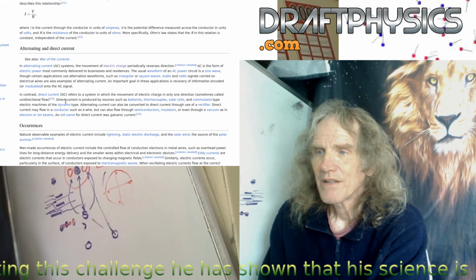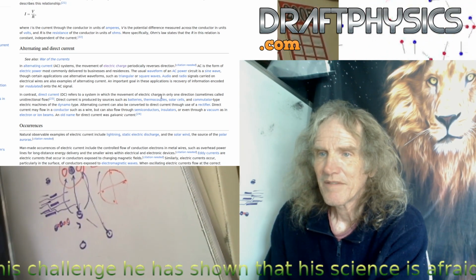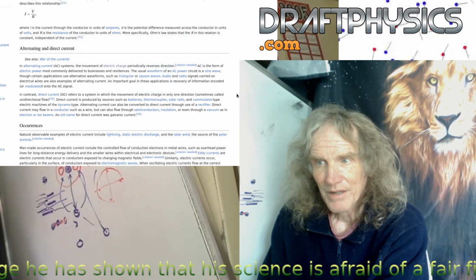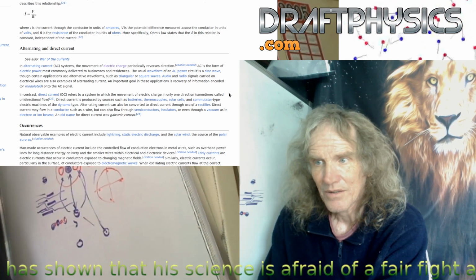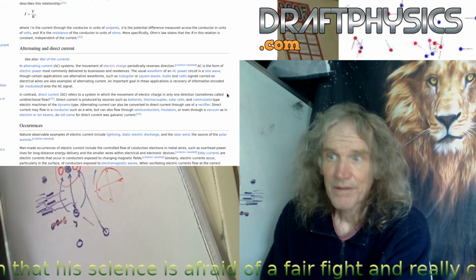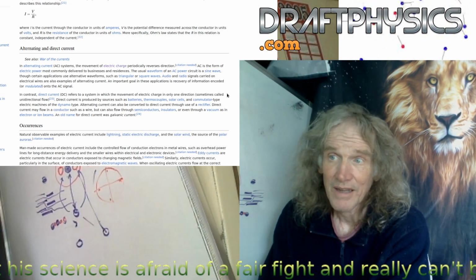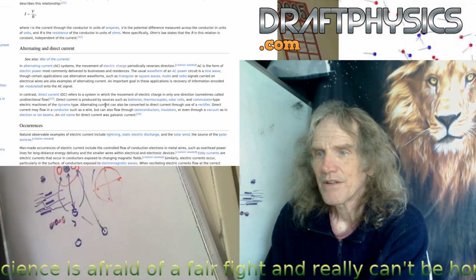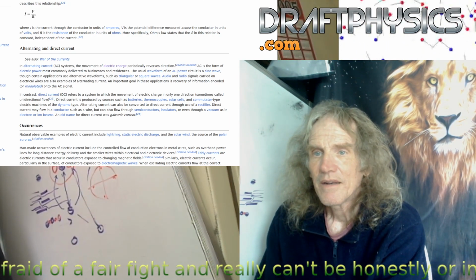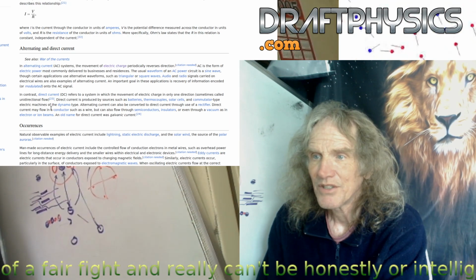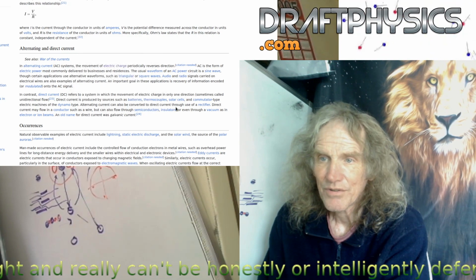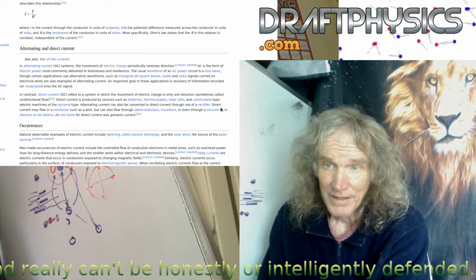In contrast, direct current refers to a system in which the movement of electric charge is only in one direction. So direct current has to be a constant current, because as soon as you turn it into a periodic current, it's going to behave essentially like an AC system. Direct current is produced by sources such as batteries, thermocouples, solar cells, and commutator-type electric machines of the dynamo type. Alternating current can also be converted into direct current through the use of a rectifier.